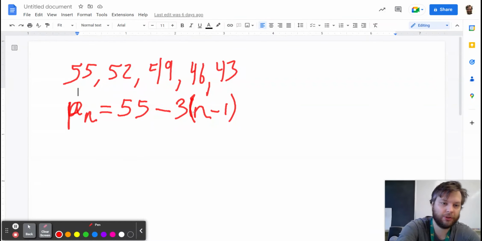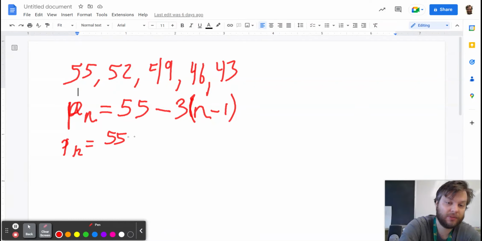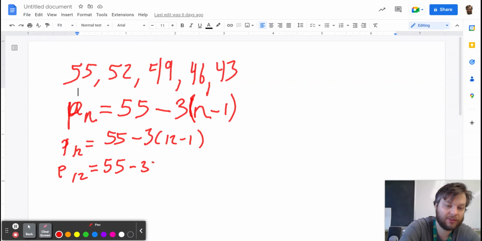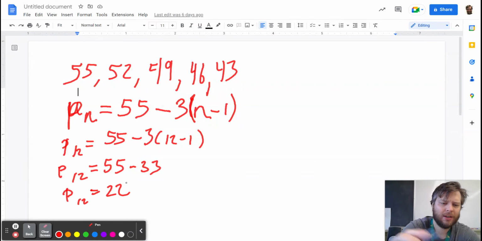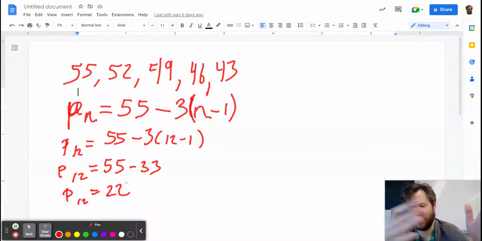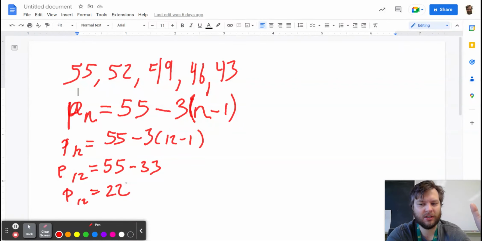Find the amount of the 12th payment. Well, the 12th payment is just 55 minus 3 times 11. So P12 is just 55 minus 33. So the 12th payment is 22. By the way, it is totally valid to just write out the rest of the numbers. I didn't ask you to do the 107th payment. It's the 12th payment. You could write them all out in between.